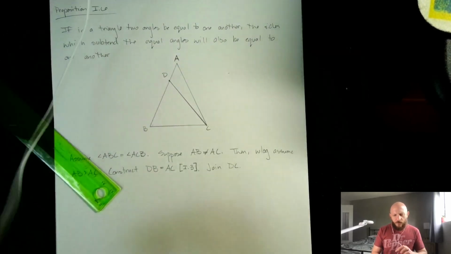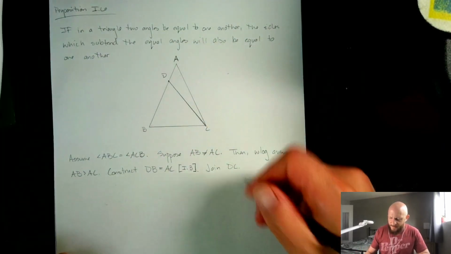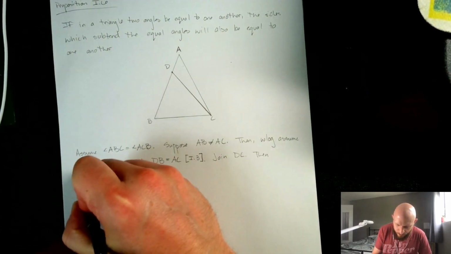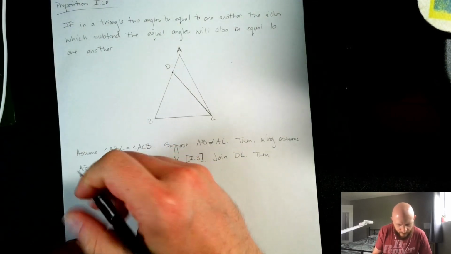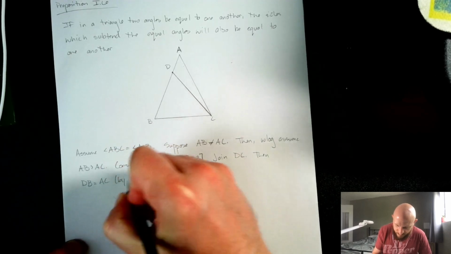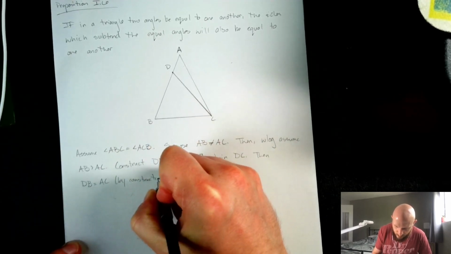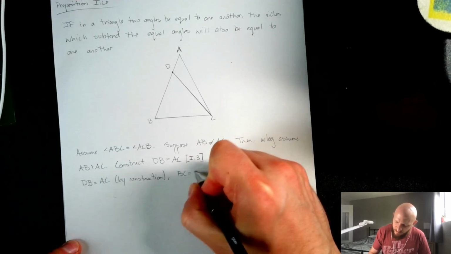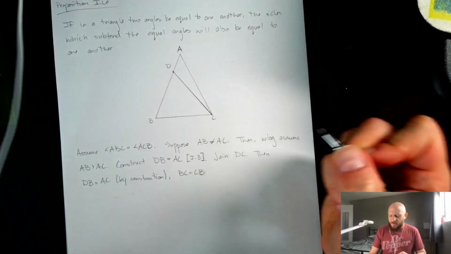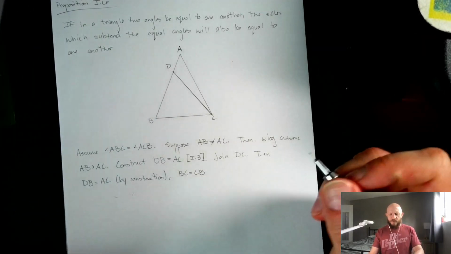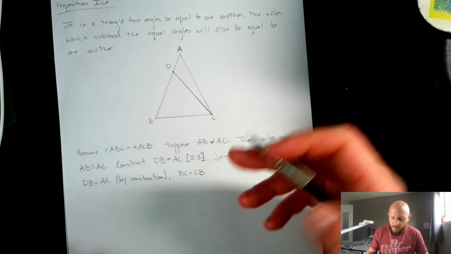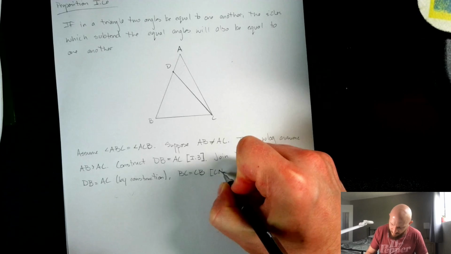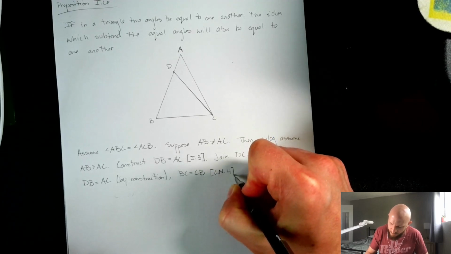Okie dokie. Well, then what do we have? If that's the case, then we know that DB equals AC. This is by construction. We know that BC equals CB. And I suppose if we wanted to give some kind of justification for that, it's just the same line. But Euclid didn't, at least not in my translation. I think that's, again, Common Notion 4.